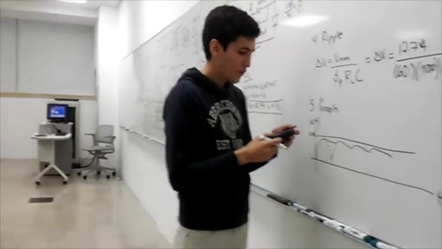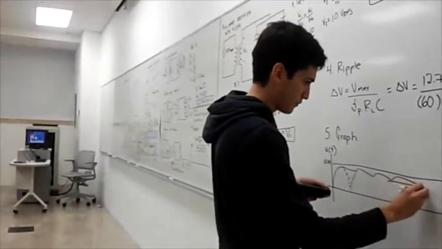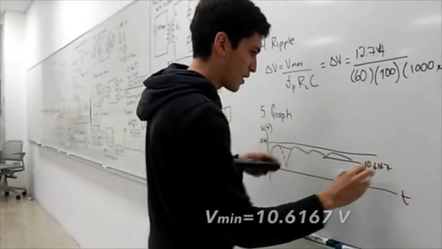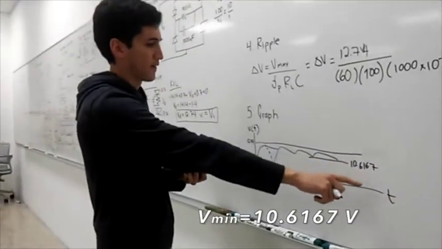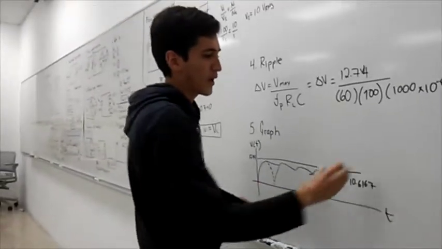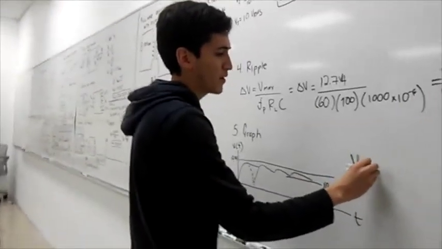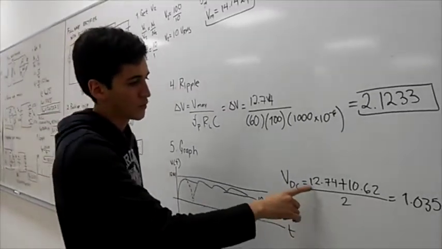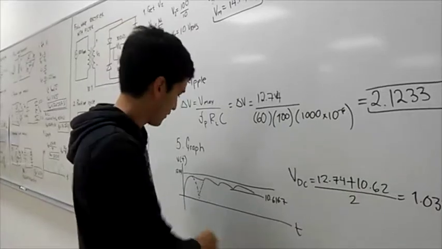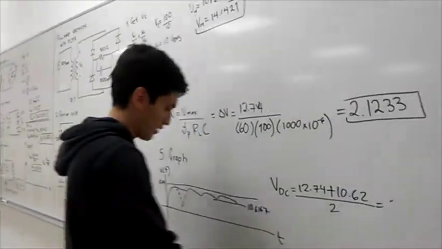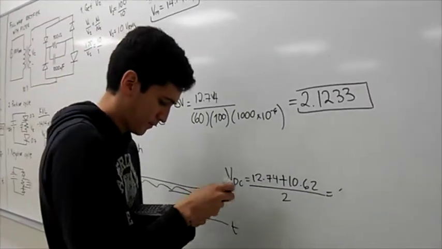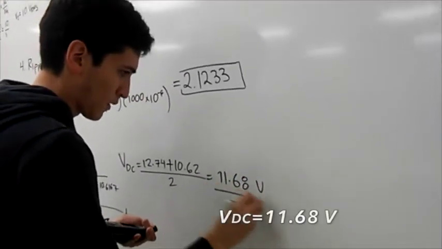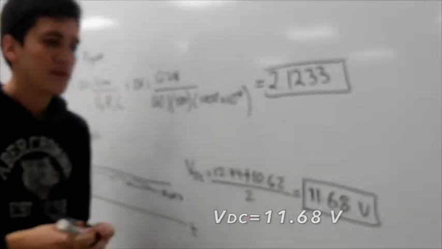And as the minimal value, we are going to have 10.6167. Now again we can get our voltage as direct current, that is the sum of these two values over 2. 12.74 plus 10.62 over 2, and the result is 11.68 volts.